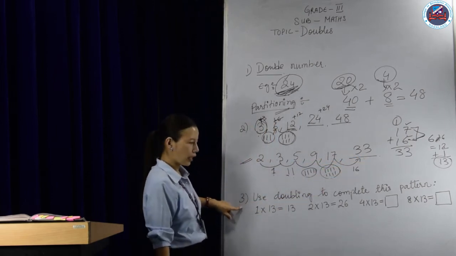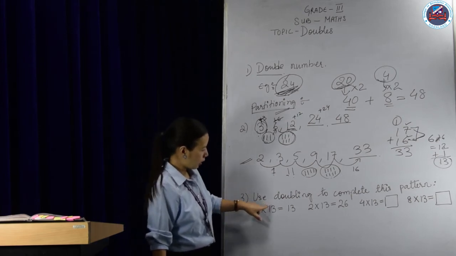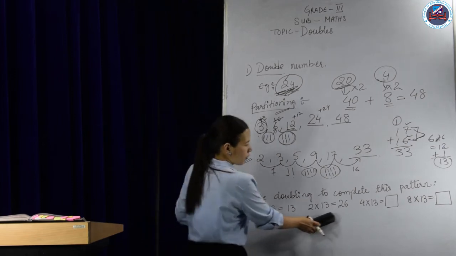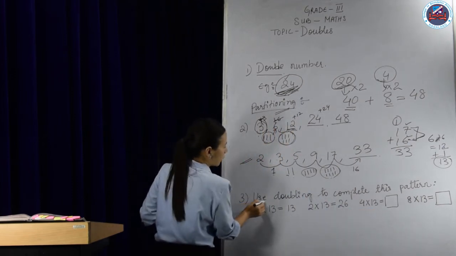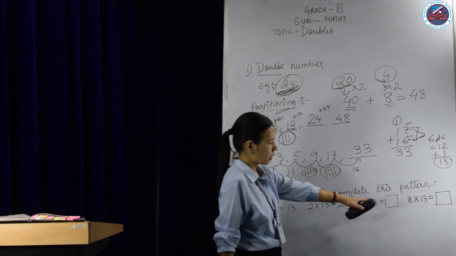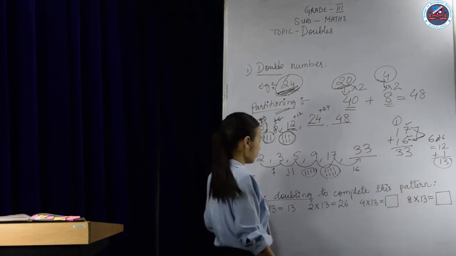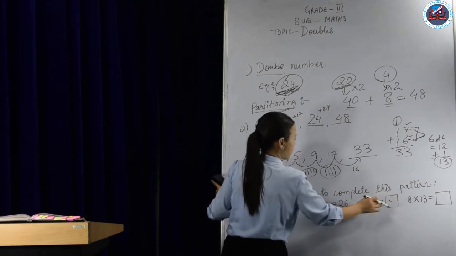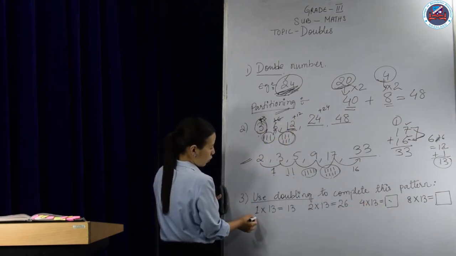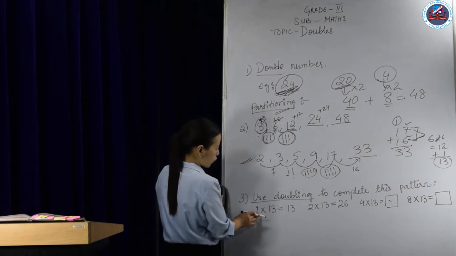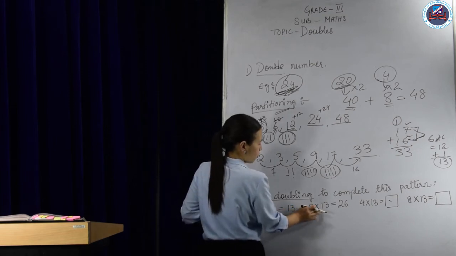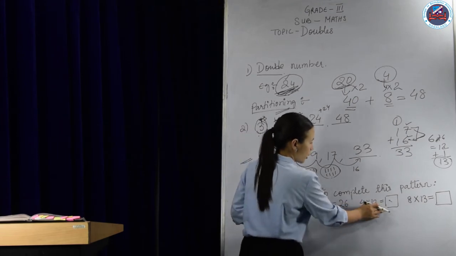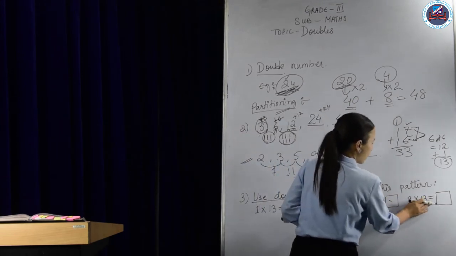Now let's go to the last one. That is number 3. Here we have to use this doubling method to complete this pattern. We have to find what number will come inside this empty box. Let's see the pattern here. When I look at this pattern, I find that it is 1 times 13, 2 times 13, 4 times 13, and then 8 times 13.